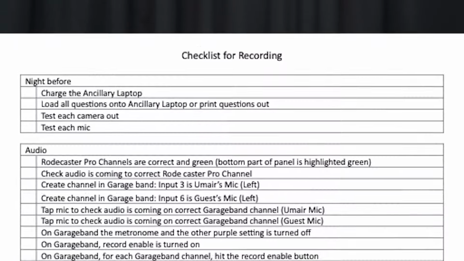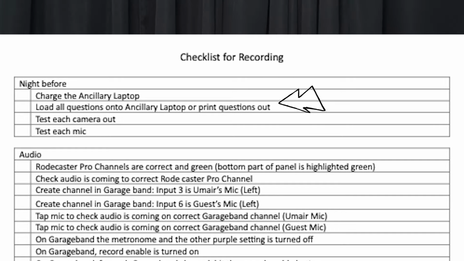So in the section, night before, I have to do a few things. I have a document with a bunch of questions on it. So I need to put them on another laptop, an iPad, or some other device which I can use during the podcast recording itself because my main laptop is connected to the Rodecaster Pro. On my checklist, I call this additional laptop the ancillary laptop as I was using my wife's Mac in the beginning. Alternatively, you can simply print out the questions and get a pen.